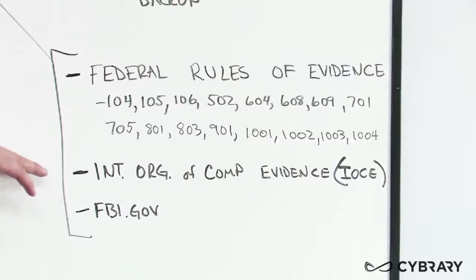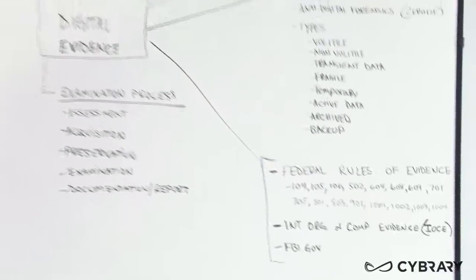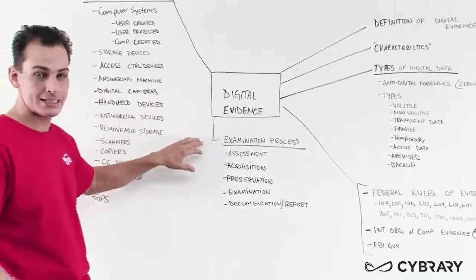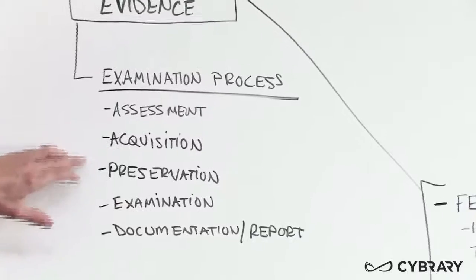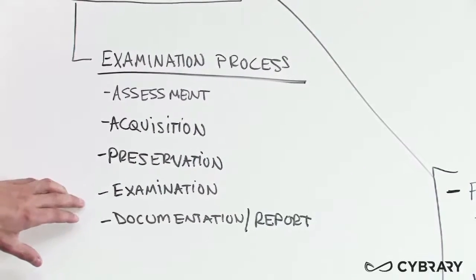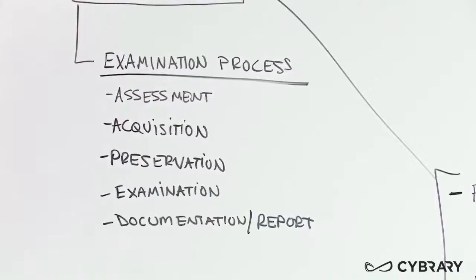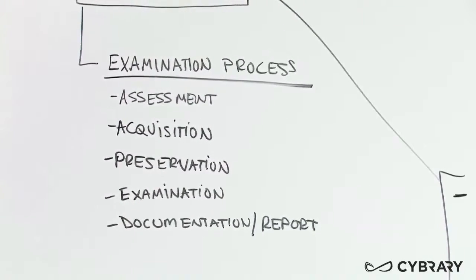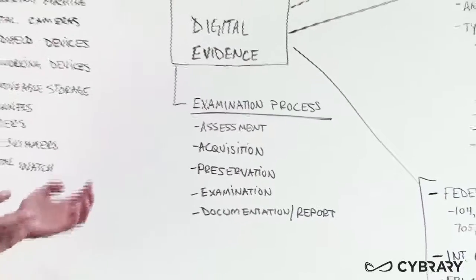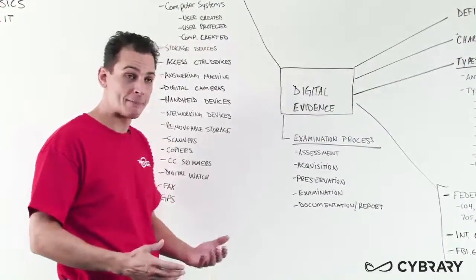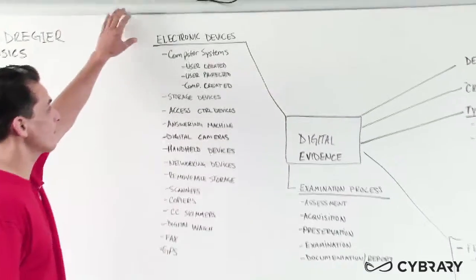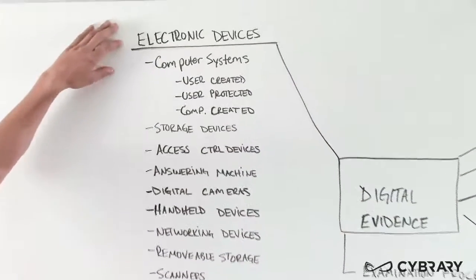Okay. Also, we can look at the International Organization of Computer Evidence, IOCE, and FBI.gov as well, and see their take on this. The big picture of digital evidence in the examination process is we have to assess the evidence, we have to acquire it, we have to preserve it, examine it, and then ultimately document and report. So we've said that a few times in the introduction part of this course, but what we're going to do is we're going to take a much closer look at some of the details of what that looks like step by step, all right? And then we'll wrap up here with all sorts of electronic devices.